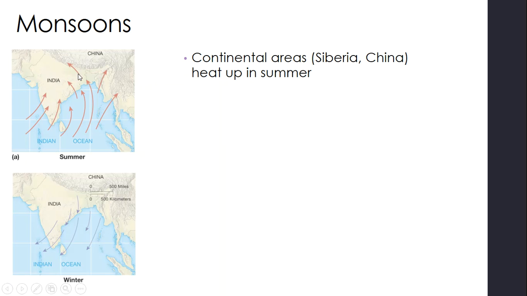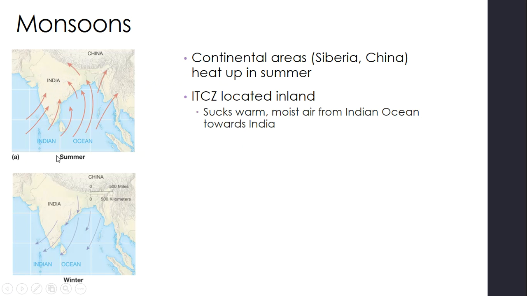So you get these continental areas that are heating up in the summer in Siberia and China, and the ITCZ gets pulled inland because of this heating. And it sucks all of this warm, moist air from the Indian Ocean towards India. And it gets very, very rainy and very predictably rainy, but it's a ton of rain that happens very, very quickly. And you're going to watch a couple of videos about the monsoons in India after you finish this part of the chapter that you'll use for your final exercise.